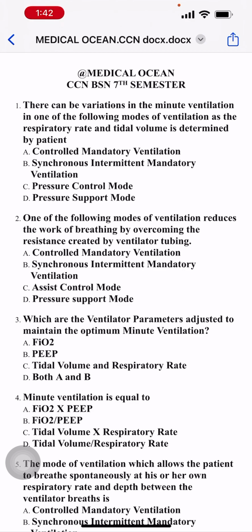Now we come to the second. One of the following modes of ventilation reduces the work of breathing by overcoming the resistance created by the ventilator's tubing. Controlled mandatory ventilation, synchronized intermittent mandatory ventilation, assist control mode, and pressure support mode.